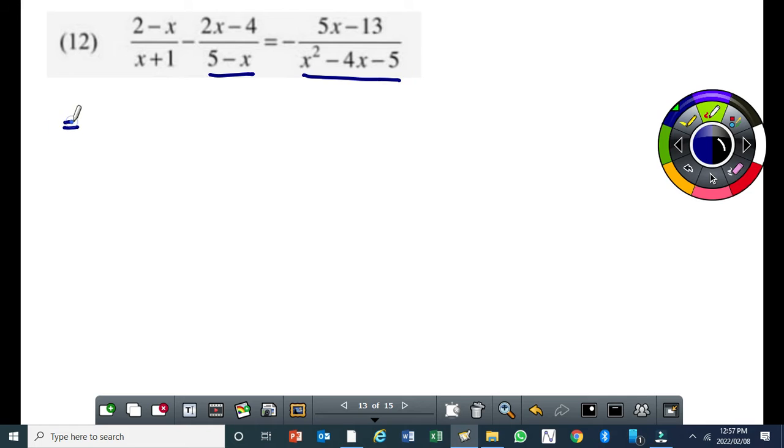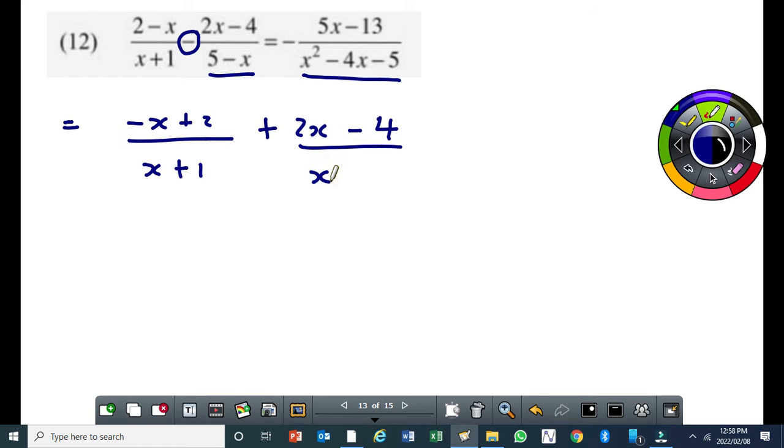So the first term, I'm going to simplify it and write it as minus x plus 2, over x plus 1. Then the second term, since the denominator starts with a 5 and then there's a minus x, I can switch the terms and factor out minus 1. If I do that, the sign will change from negative to positive because of the denominator changing. So I can write this as plus 2x minus 4 over x minus 5.